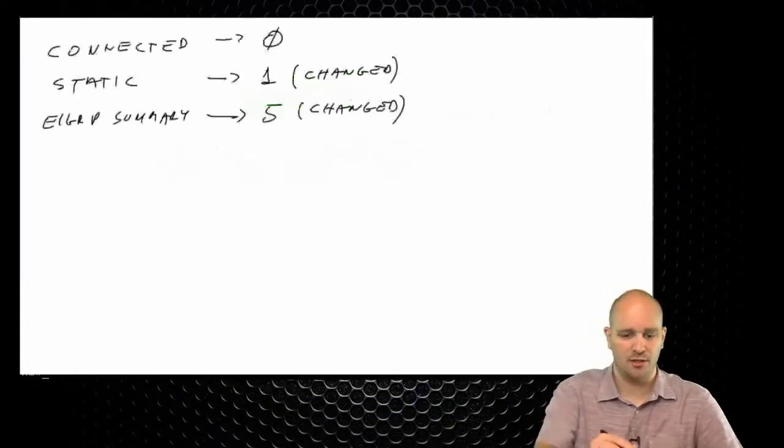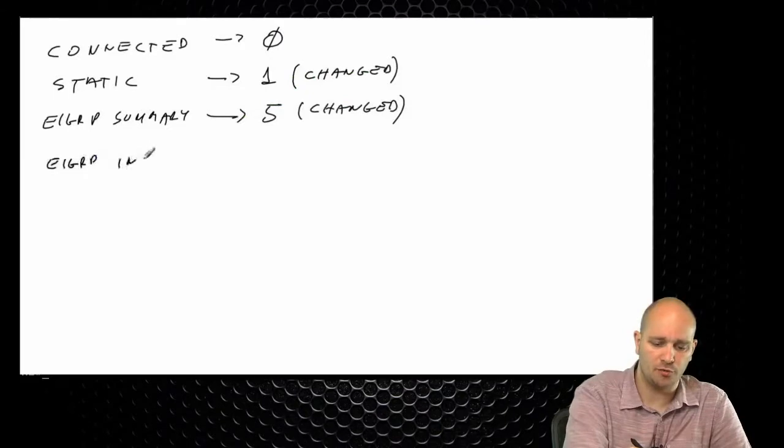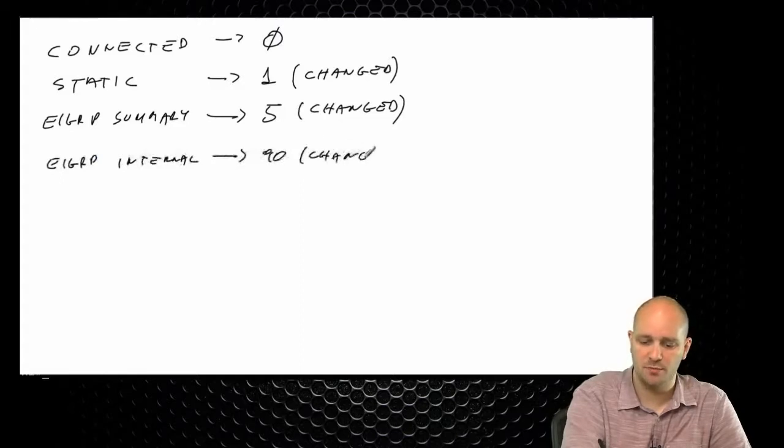So maybe I should actually just add it here. For EIGRP, the admin distance, EIGRP internal routes, they have admin distance of 90. This also can be changed using the configuration.